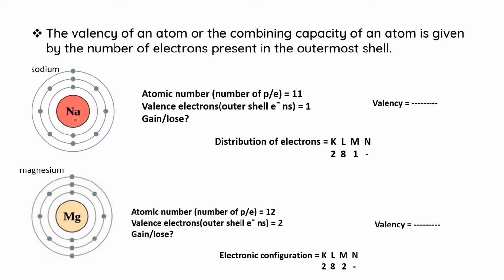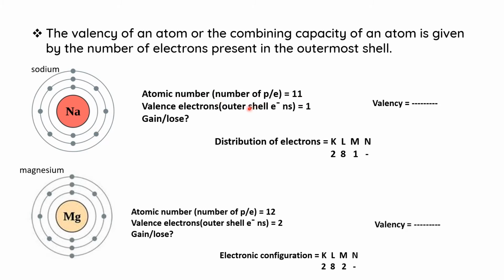So Na, Na is the symbol for sodium. And for the sodium atom, the atomic number is 11. Atomic number means the number of protons or electrons. Protons are in the center, the nucleus, and the same number of electrons revolve around the nucleus in different energy levels. They are called orbits, or shells. So the atomic number of sodium is 11.